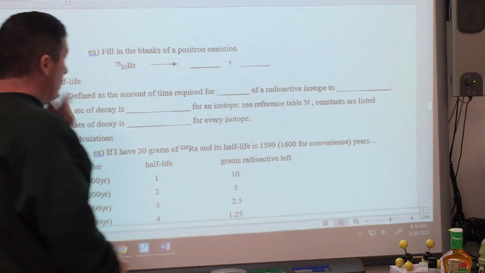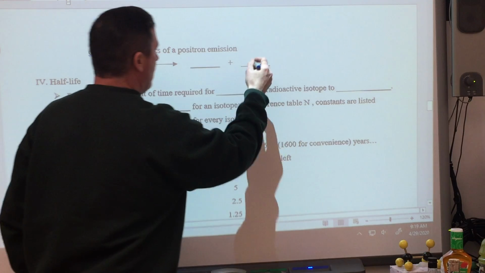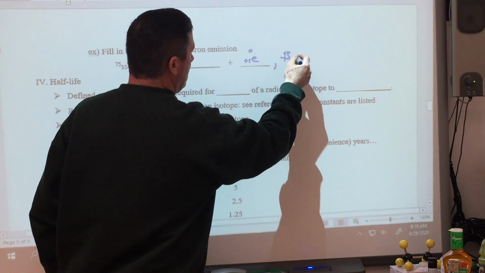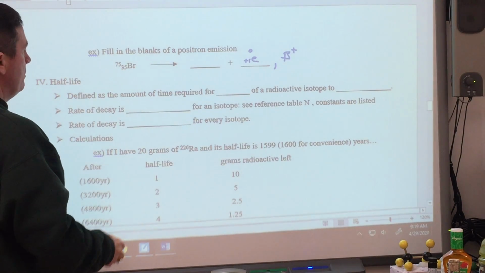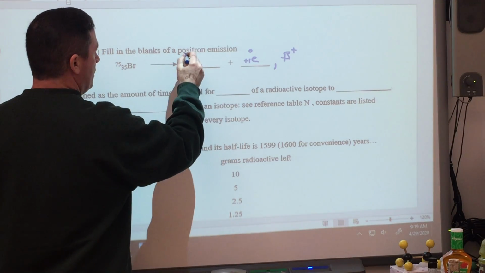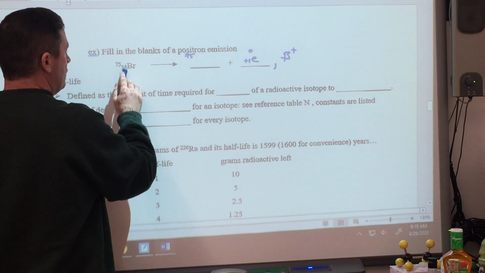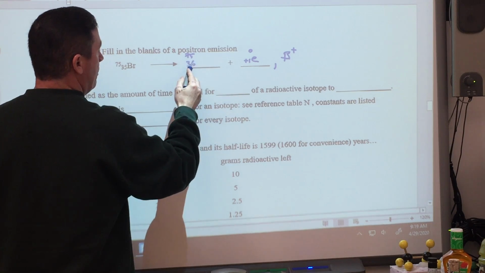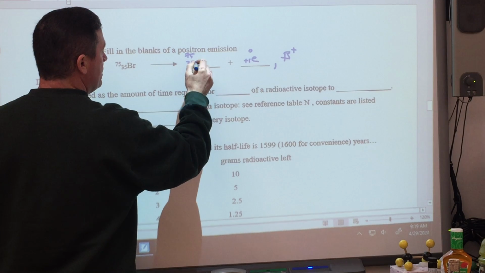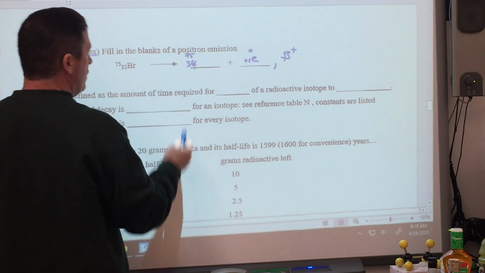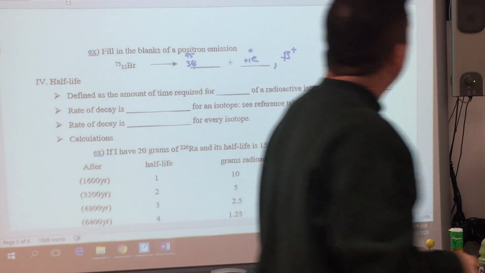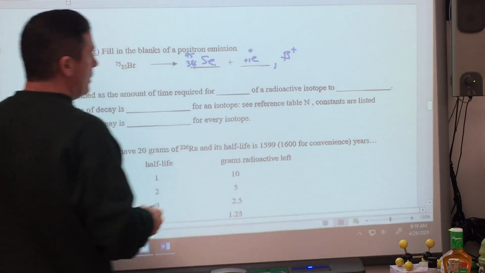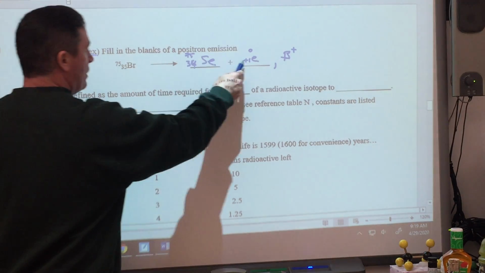Oh, let's try one more. Fill in the blanks of positron. Positron, remember, you can show it as an electron with a +1. It could also be shown as a beta particle like that. Okay, so what does this have to be? The top is going to be 75. 75 plus 0 is 75. This is bromine. And 35, so this has to be a lower number. See, I did it myself. 34 plus 1 is 35. So what is 34? 34 is selenium, Se. Okay? So be careful. I just did it myself.